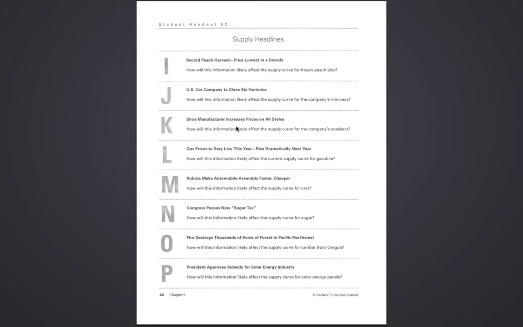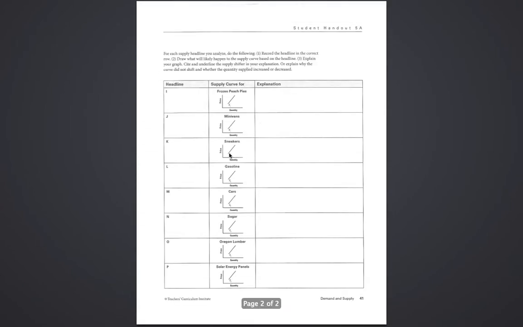Okay, shoe manufacturer increases price of all styles. And so how will this information likely affect the supply curve of sneakers? If the price is going up and that's all we're changing, it's a change in quantity supplied. So our headline is shoe prices are going up. We have our original price and our original quantity, and all we're changing is that our price is going up. So we're going to move price up here, come over to the same curve. So we have 2 different points on the same curve. Over here in our explanation, price goes up, quantity supplied goes up because shoe prices are going up.